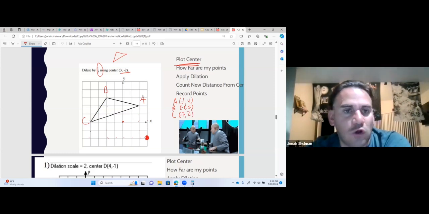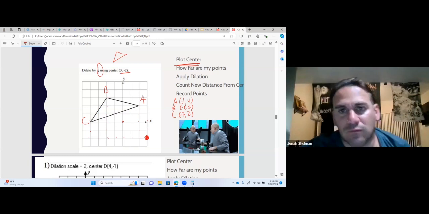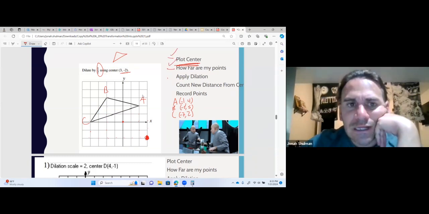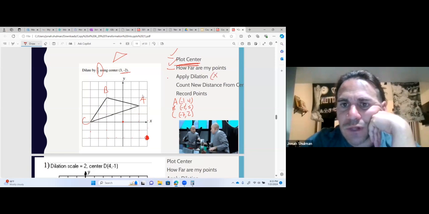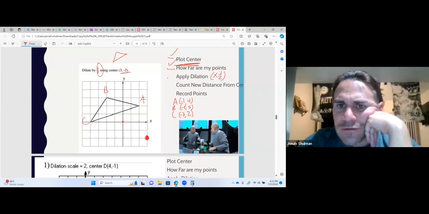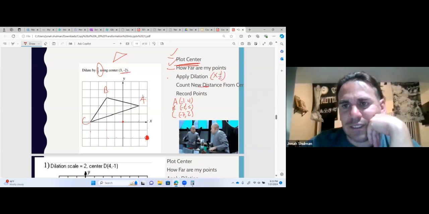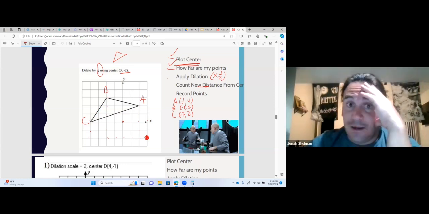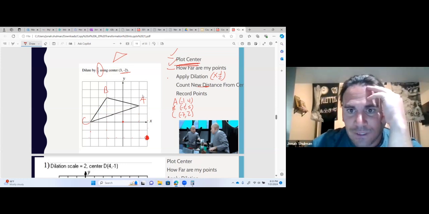Now, all the old points don't matter, right? So we plot the center, that's 1. We counted our points. We're going to apply our dilation, which means we basically multiply by a half. Then we have to count the new distance from the center, and record our new points. All right, so let's do it. So we have to multiply this by 1/2.